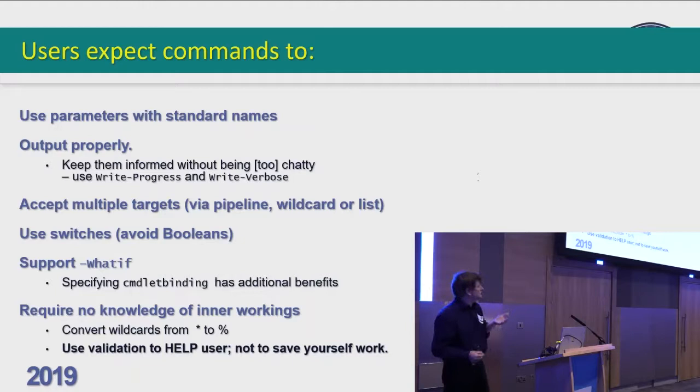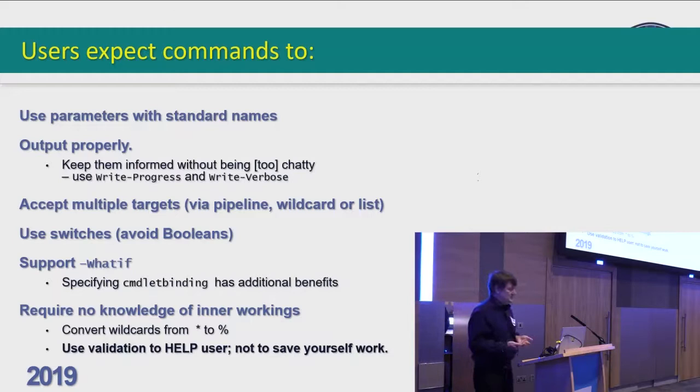Standard command names, standard parameter names, okay? So you see Force in quite a lot of places. Force is kind of a standard. We don't say subdirectories, we say Recurse. We use Property for a lot of things. And so there are standard names we use for parameters. If you see those names somewhere else, plagiarize them. Use the same thing, okay?